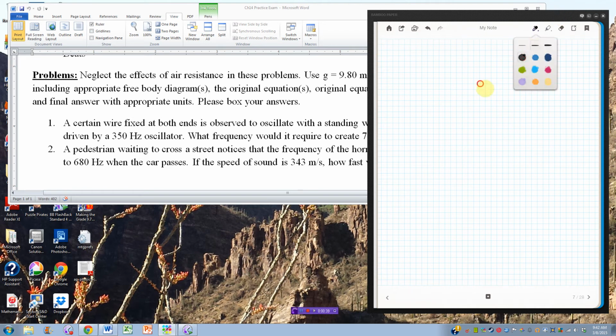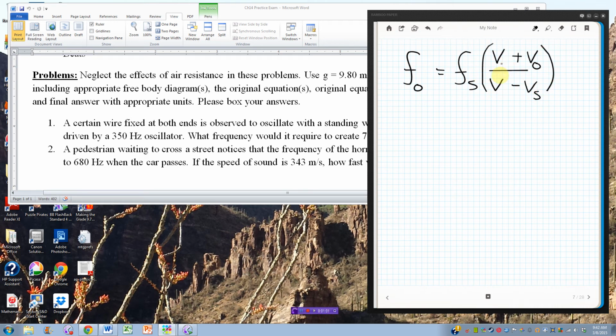How it does work is, in general, the frequency observed is going to be the frequency of the source times the speed of sound plus the speed of the observer, over the speed of sound minus the speed of the source. What we have to do is do this twice: once for when the car is approaching, and again for when it's leaving.